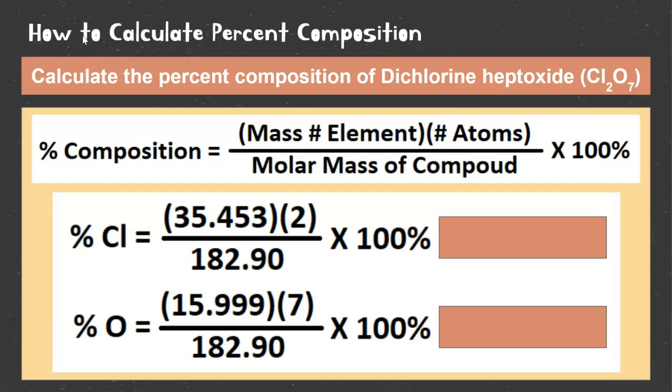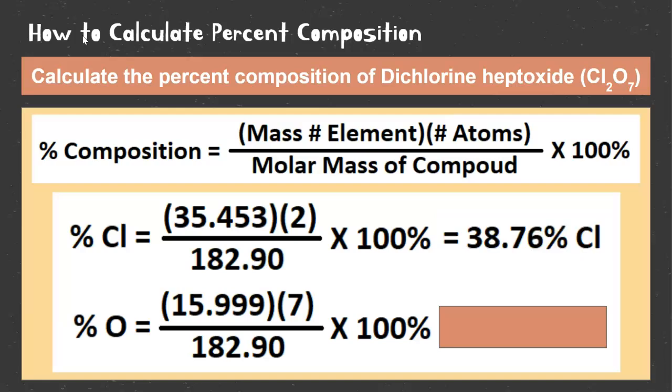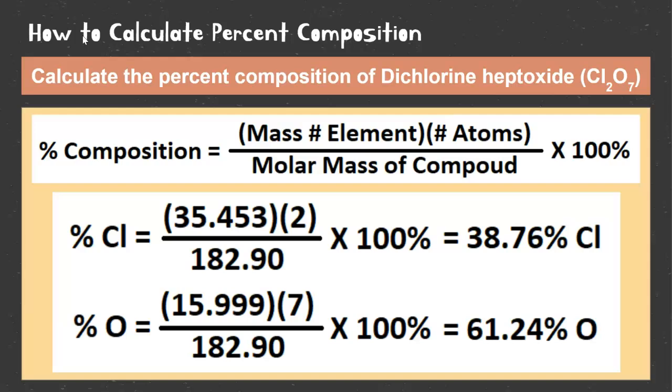Multiply by 100 and you get the percent of Cl, which is 38.76%. To find the percent of O, you take the mass number of O, which is 15.999, again from the periodic table, times 7, because there's 7 O's in the compound, divided by the molar mass, 182.90, and you multiply your answer by 100 and you get percent of O, which is 61.24%.